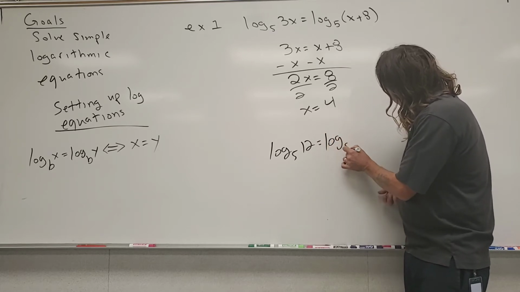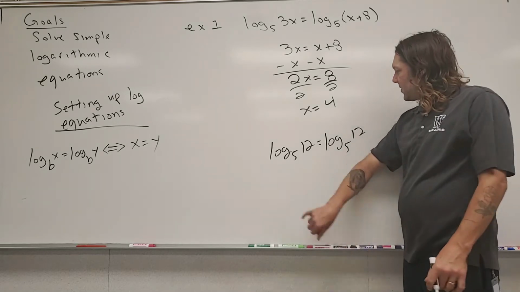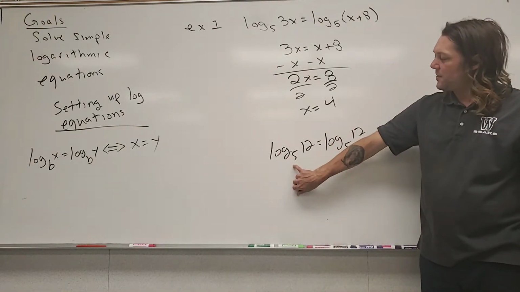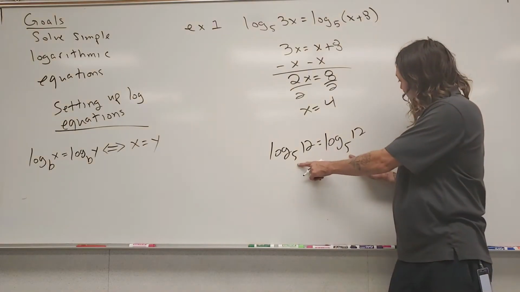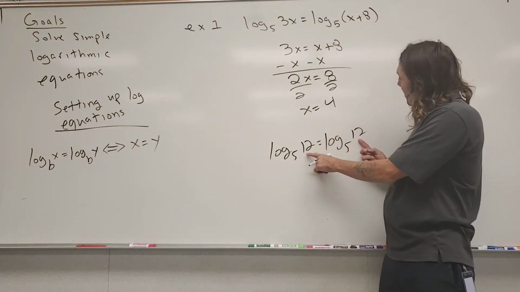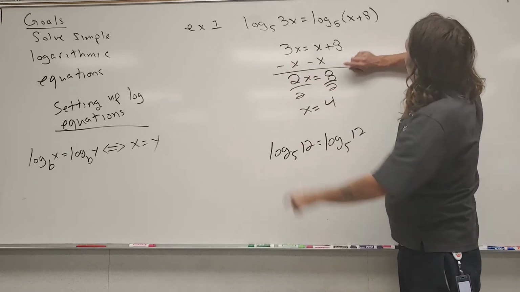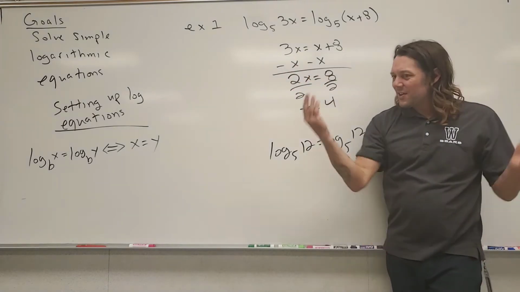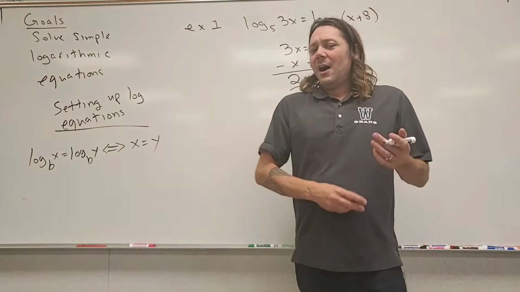Again, these are very simple equations to solve, and what this means is: what exponent does 5 need to turn into 12? And since they're equal, they both need the same exponent to turn into the same number. And they need to turn into the same number because that's why we were able to set those equal. So this is really the main idea for this concept.